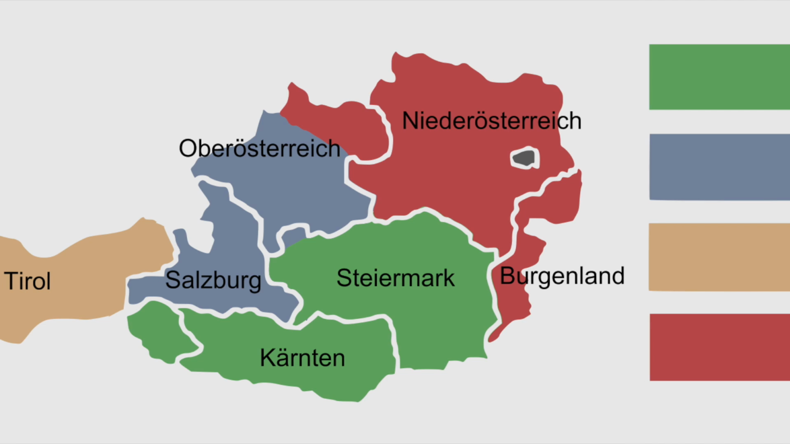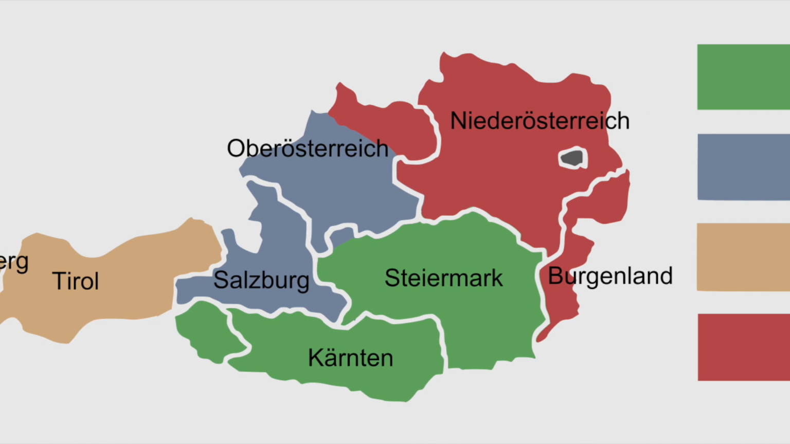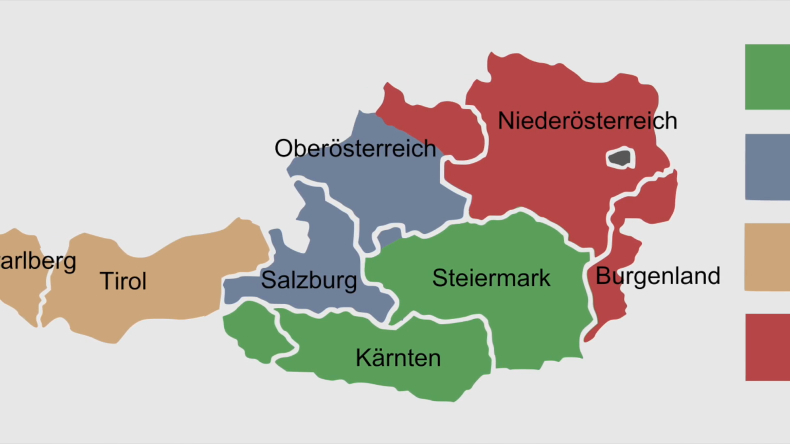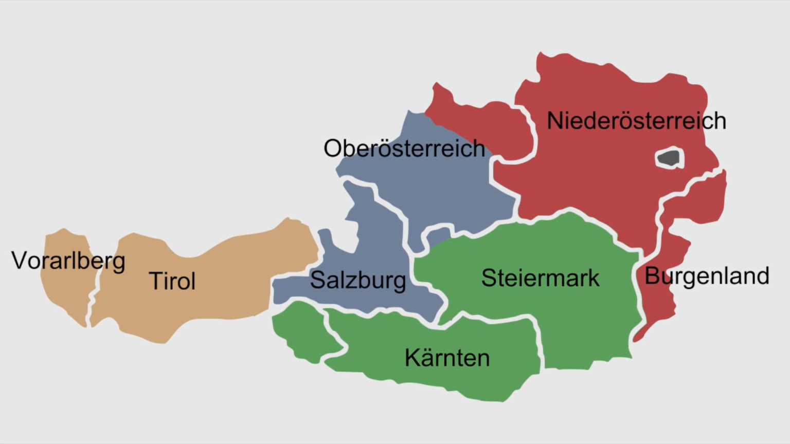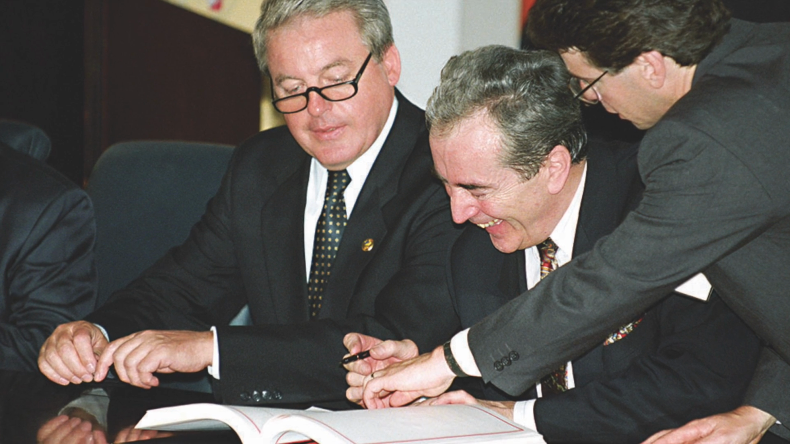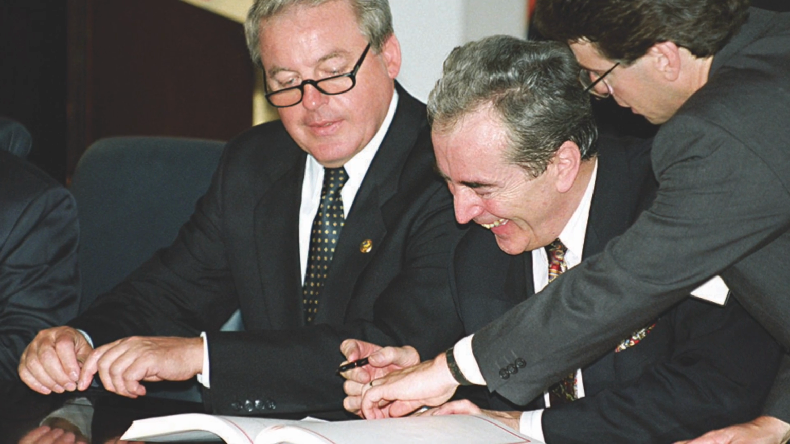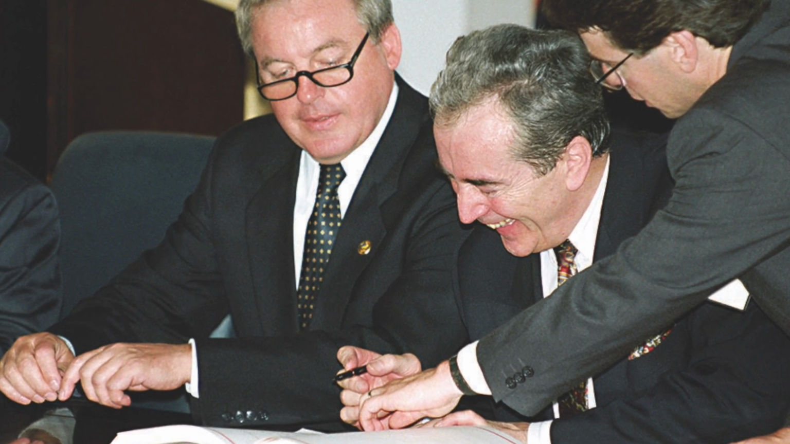In 1955, a treaty grants Austria independence. Occupying forces withdraw from the country, which in exchange declares its neutrality. And finally, in 1995, Austria enters the European Union.